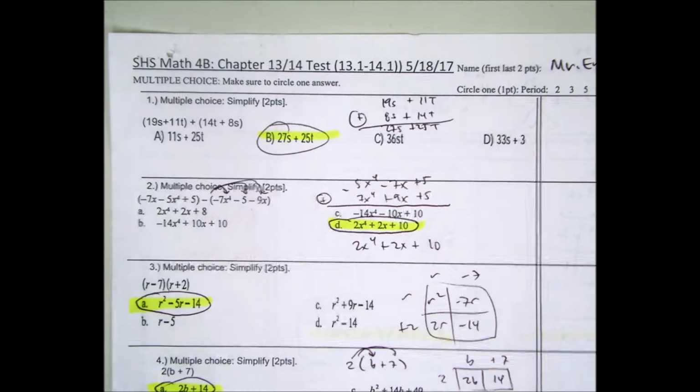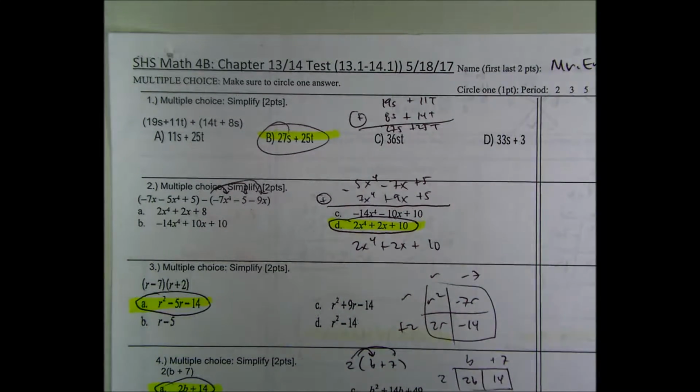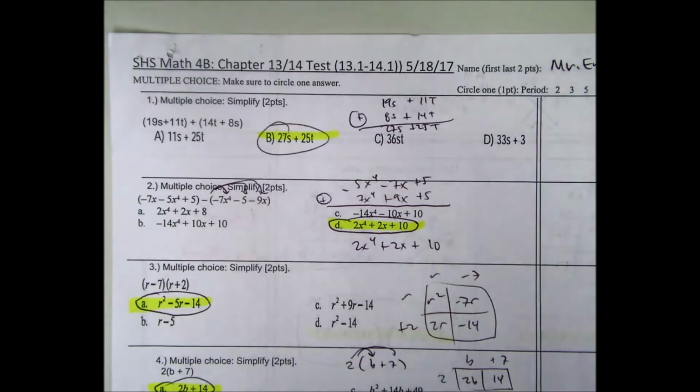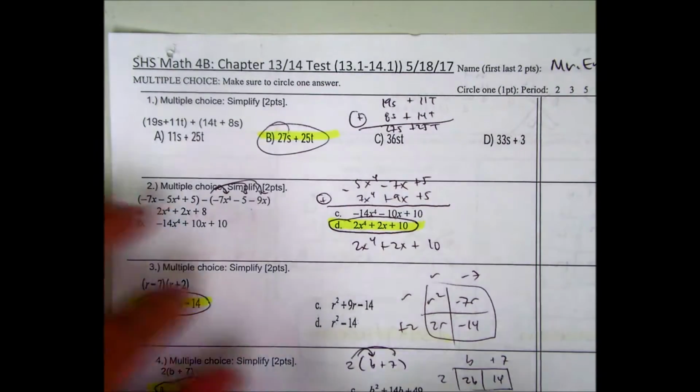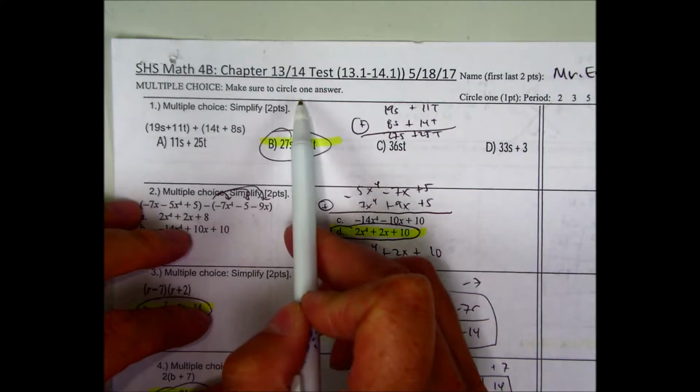Hi, this is Mr. Ng going over the Chapter 13, 14 test corrections. This was taken on May 18, 2017. Multiple choice, make sure to circle one answer.